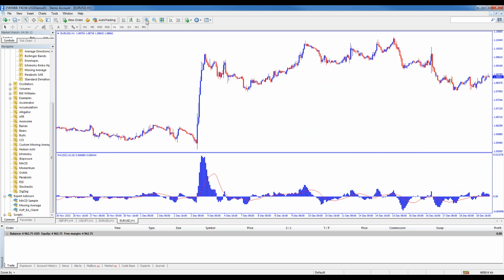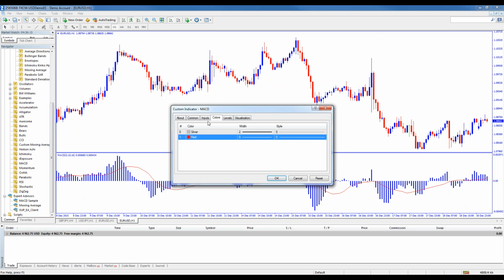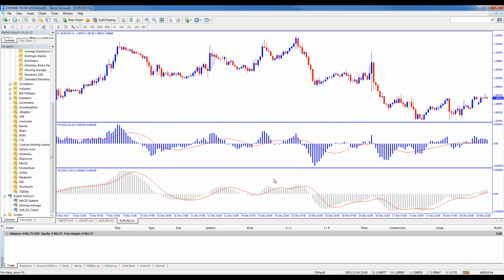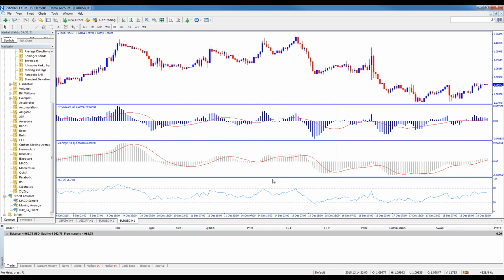Some people like to use multiple MACDs. Sometimes they use that standard 12, 26, 9. There's nothing wrong with that. A lot of people like to use the RSI. Using the RSI with the standard 14 is fine. There's nothing wrong with using multiple indicators if you know how to read them.